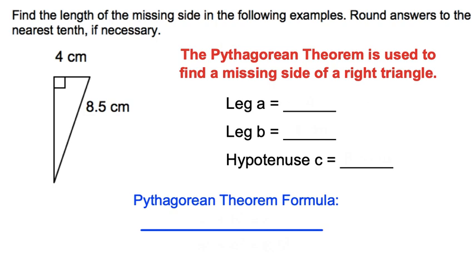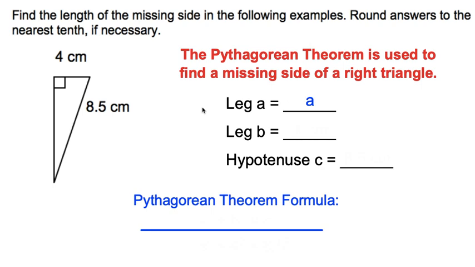In this video tutorial, I'm going to show you how to use the Pythagorean Theorem to find a missing side of a right triangle. So let's begin by looking at your diagram. The diagram has given you two sides out of the three. Hopefully you can tell which one is leg A, B, and C.